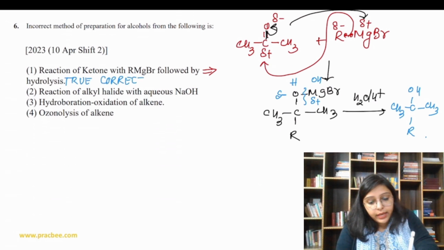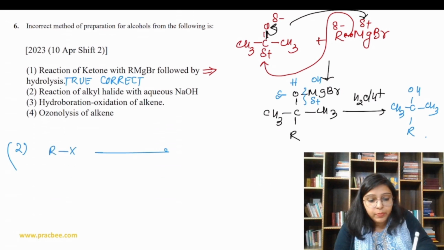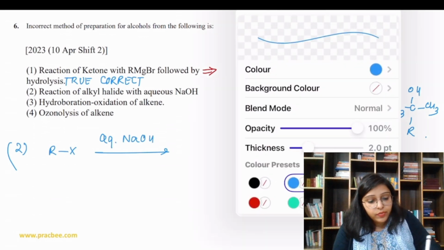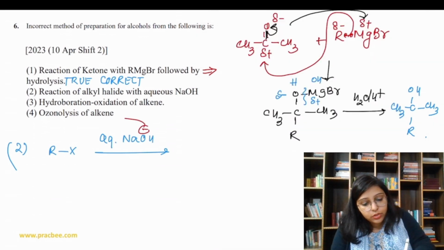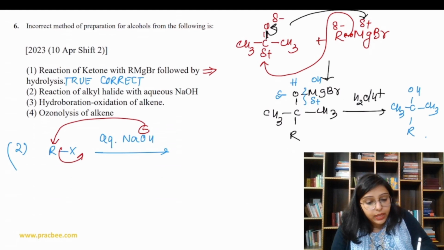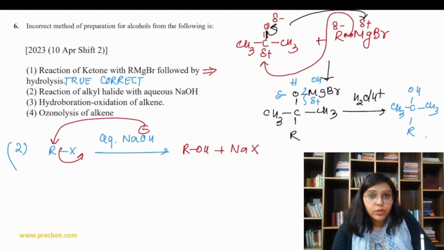Second, reaction of alkyl halide with aqueous NaOH. Yes, we can do a simple nucleophilic substitution reaction. OH minus attacks on R and X leaves. So we get ROH plus NaX. So from that also we can prepare. This is the correct one.